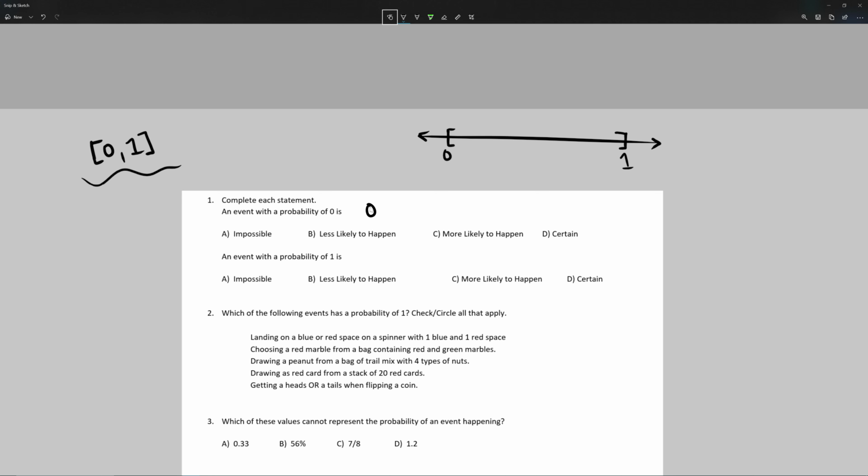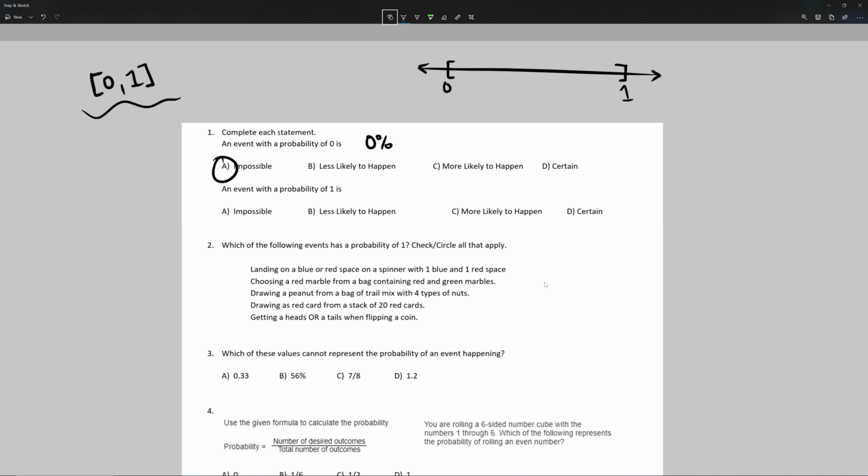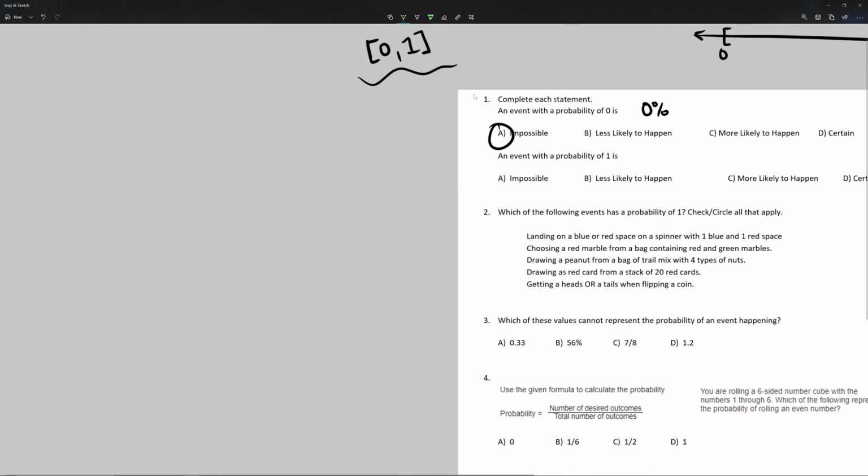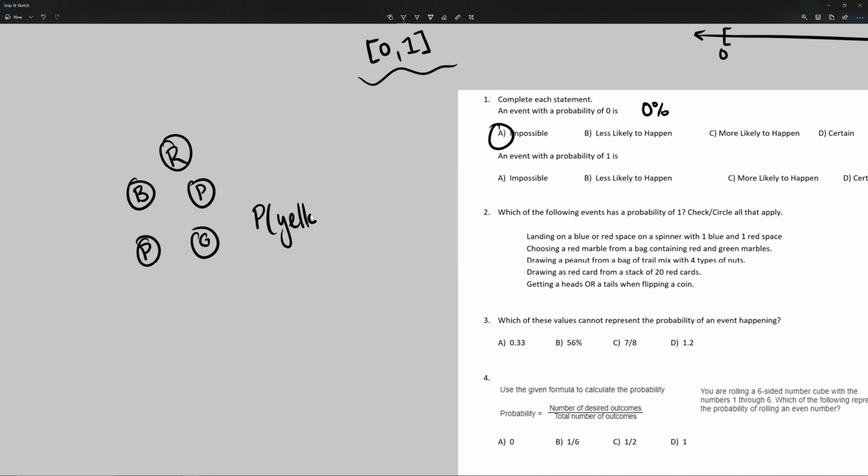So an event with a probability of 0, or 0%, means that it's going to be impossible, right? And the justification for that is, imagine I have a bag with, we'll do 5 marbles, right? One of them is red, one of them is blue. I have 2 purples and a green, right? And what if I were to ask you, what's the probability I have a yellow marble? Well, there aren't any yellow marbles in this bag, right? So there are 0 yellow marbles out of the 5. And so that's where the 0% comes from, right? So that means it's impossible. You cannot get a yellow marble out of this bag, okay?